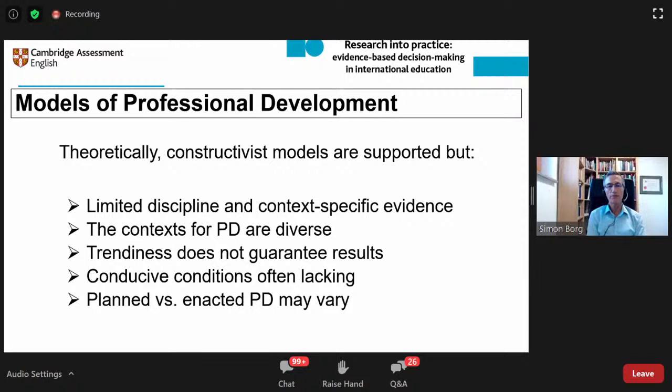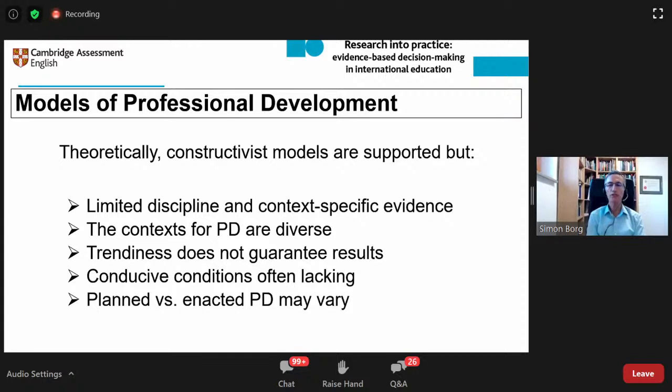is that there is often a big difference between planned and enacted professional development. And in my work as an evaluator, I do very often come across projects which on paper look very strong, are theoretically very well grounded, but which in practice don't reflect the plan. So here we have a distinction between the planned professional development and enacted professional development.